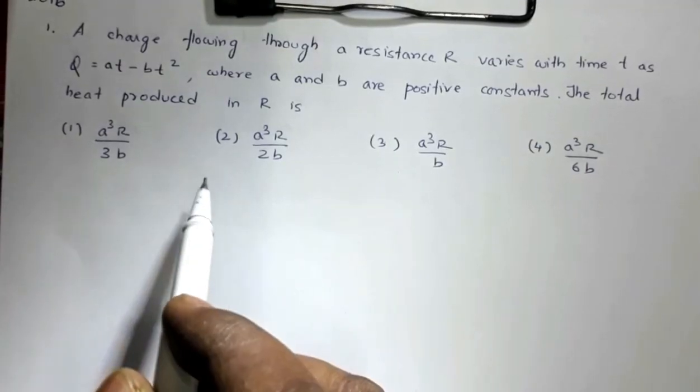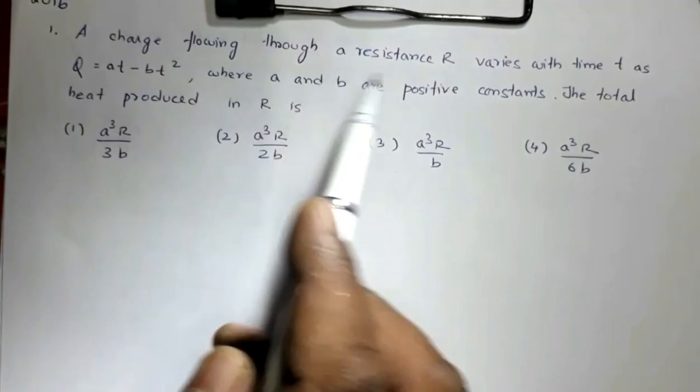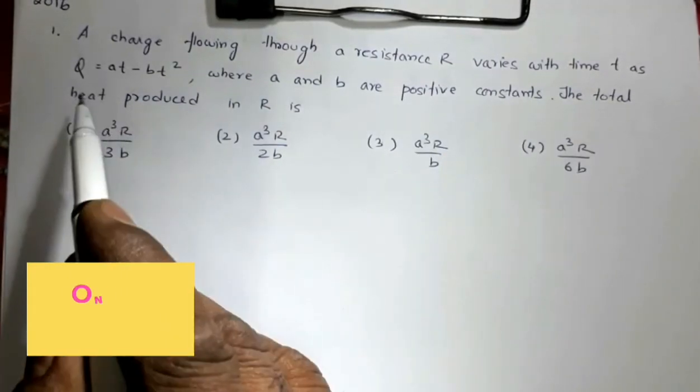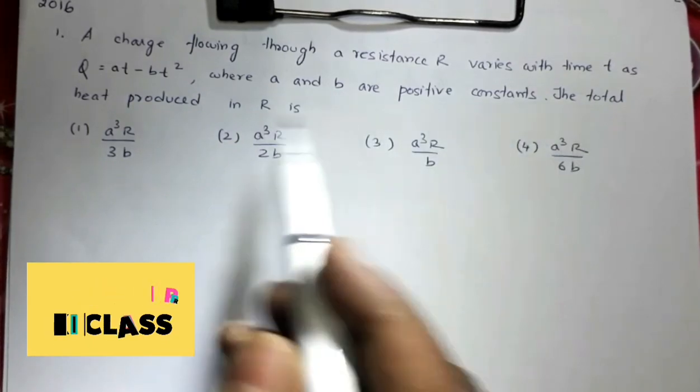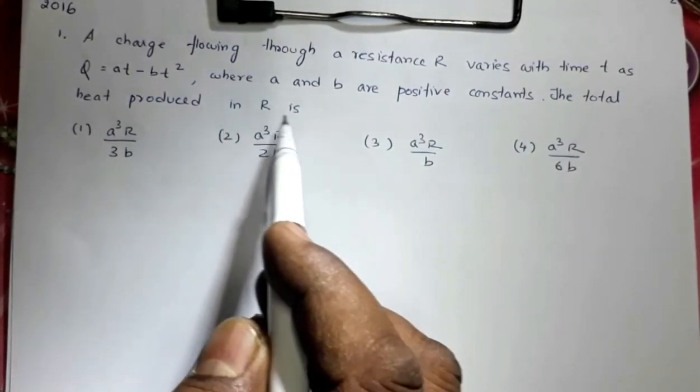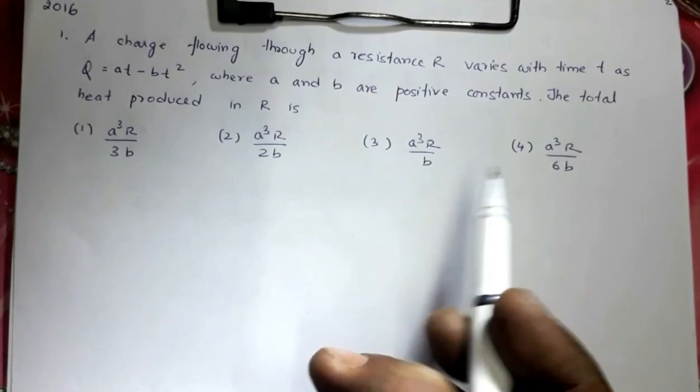So this is from NEET 2016. A charge flowing through a resistance R varies with time t as q = at - bt². a and b are positive constants. The total heat produced in resistance R, and these are the options.